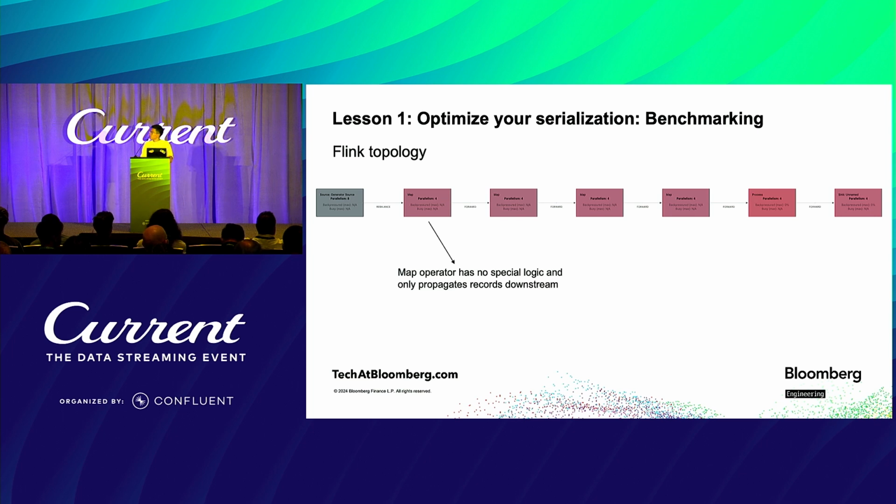And here's the Flink topology that we're going to use in this benchmarking application. The topology starts with a source operator that keeps generating instances of the type 1 class, which we saw from the previous slide. From there, a bunch of map operators and process functions follow. And at the very last, we have a sink operator that takes in the records and emits them. The map operators and process functions in between the source and sink also have no special logic in them, only propagating the records downstream.